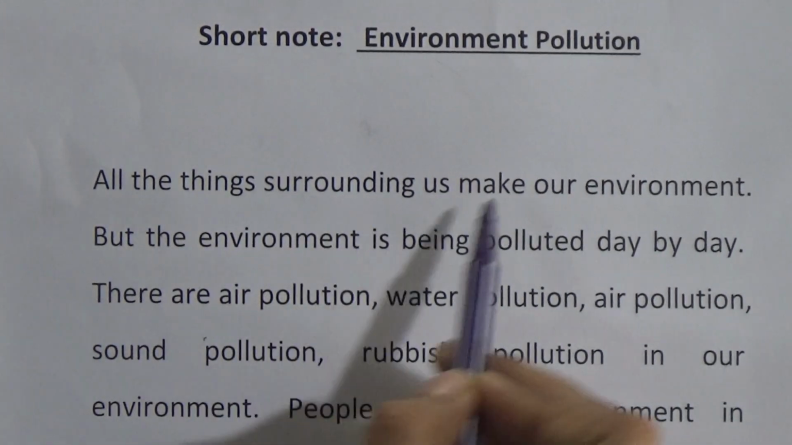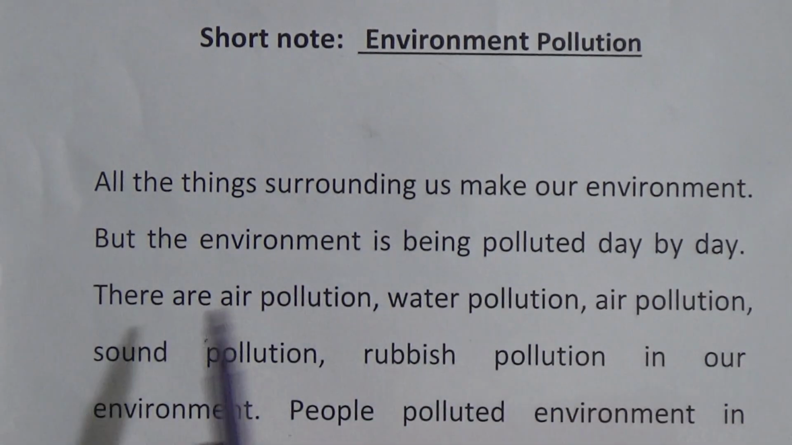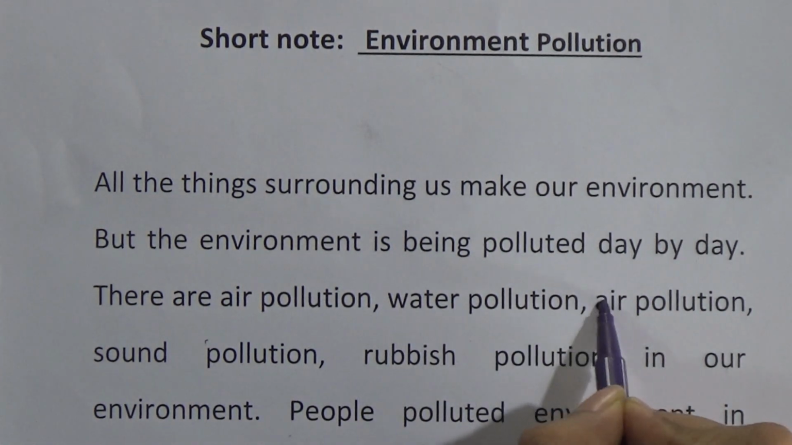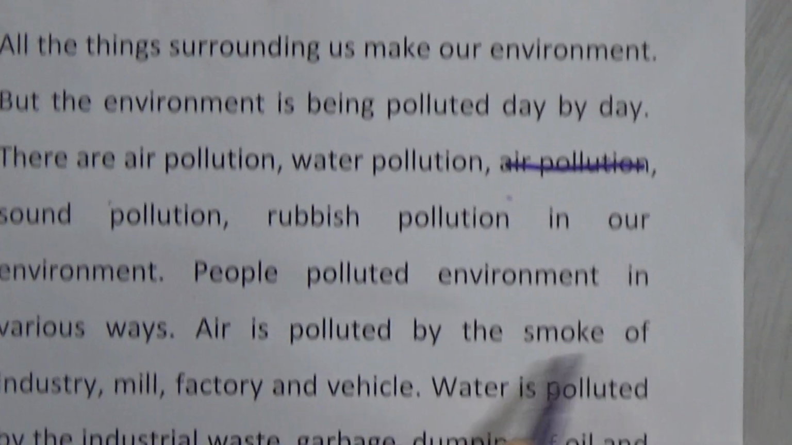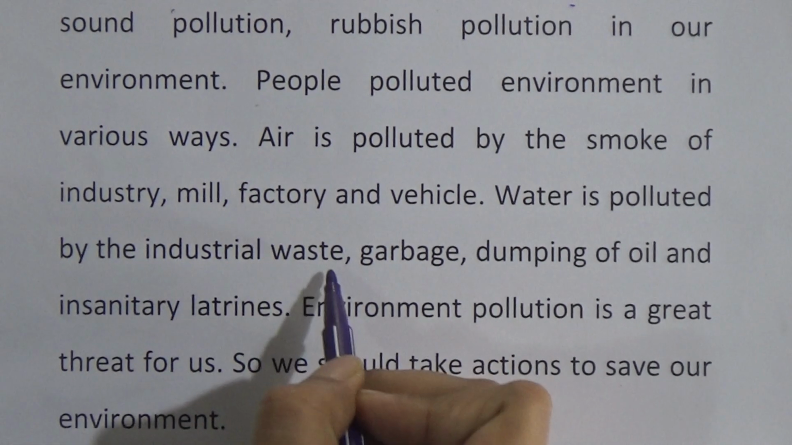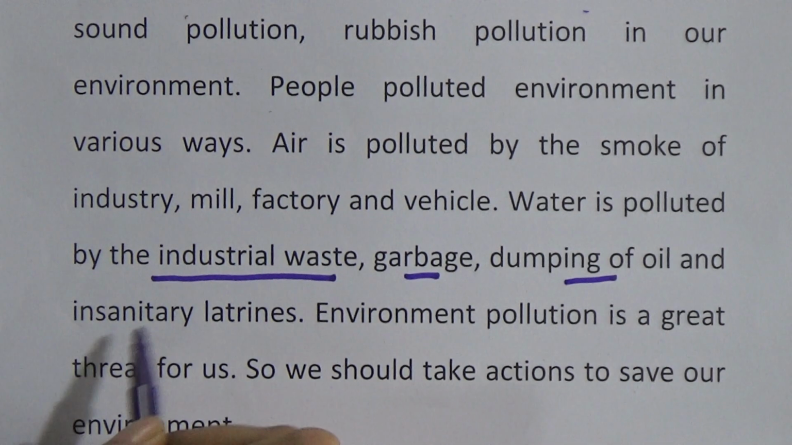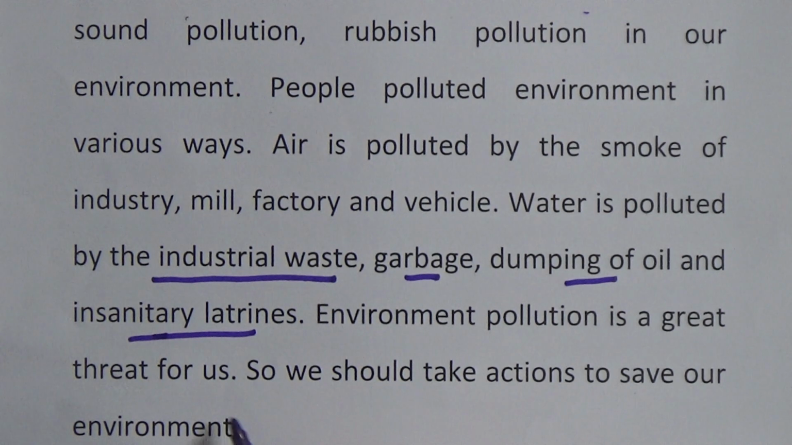All the things surrounding us make our environment, but the environment is being polluted day by day. There are air pollution, water pollution, sound pollution, rubbish pollution in our environment. People pollute the environment in various ways. Air is polluted by the smoke of industry, mill, factory and vehicle. Water is polluted by industrial waste, garbage, dumping of oil and insanitary latrines. Environment pollution is a great threat for us, so we should take actions to save our environment.